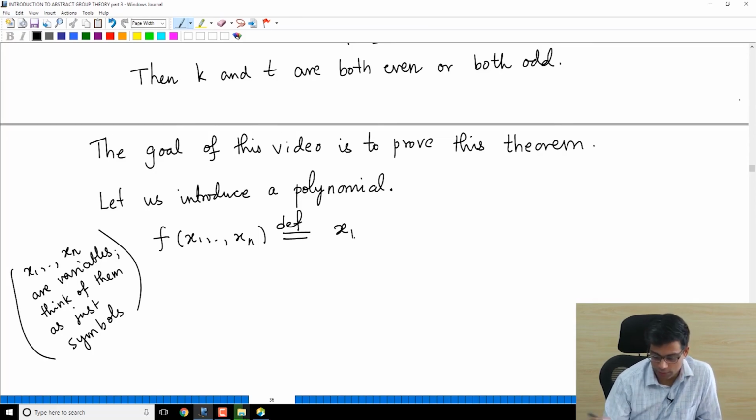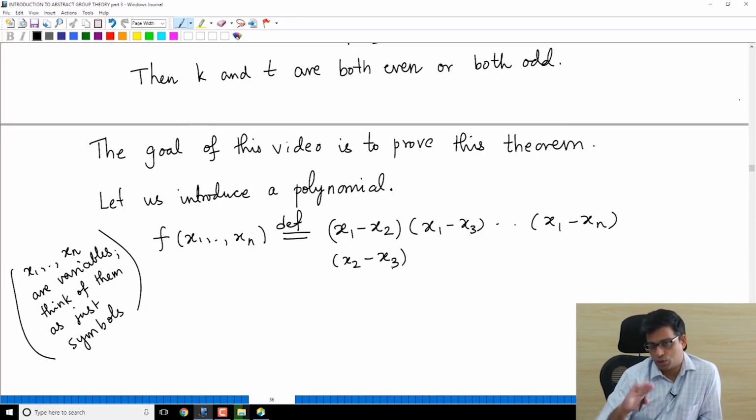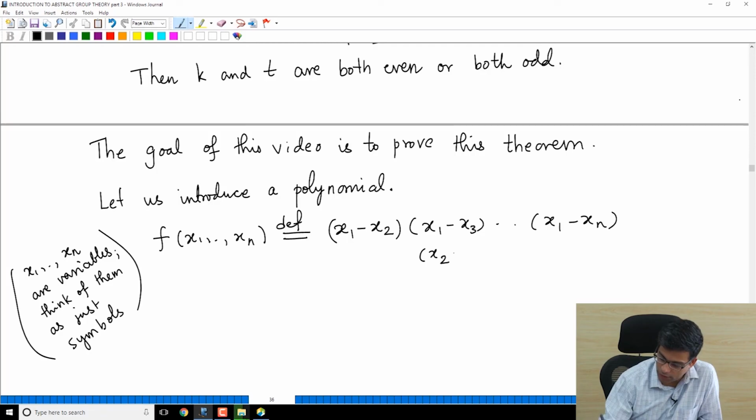I'll start with x1. I'll subtract from it x2. Then I'll subtract from it x3. x1 minus x2, x1 minus x3. I will do it all the way up to xn. So x1 minus the rest one by one. Then I'll start with x2. To the right of x2 there is x3, so basically what we have is x2 minus x3, x2 minus x4, and up to x2 minus xn all the way, and I finally have xn minus 1 minus xn.